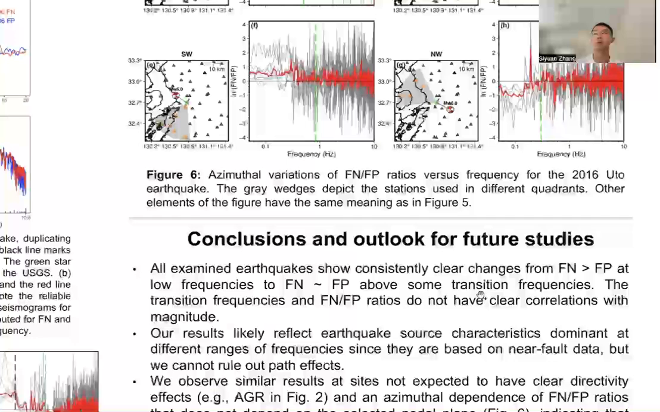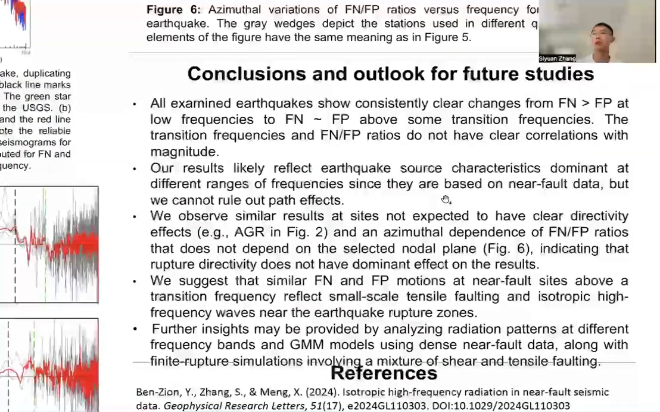In short, we provided more constraints on seismic radiation from earthquake sources. Our results likely reflect earthquake source characteristics dominant at different frequency ranges. We indicate by more observations that rupture directivity does not have dominant effect on the results. We suggest that similar FN and FP motions above a transition frequency reflect small-scale tensile faulting and isotropic high-frequency waves near the earthquake rupture zones.